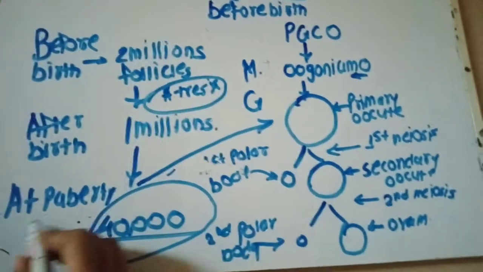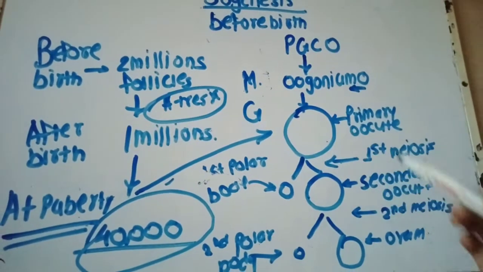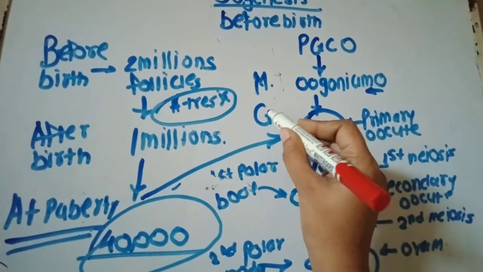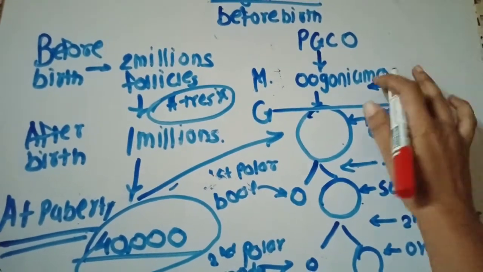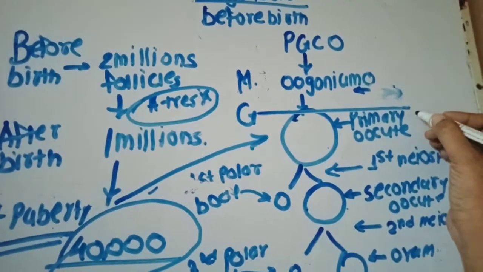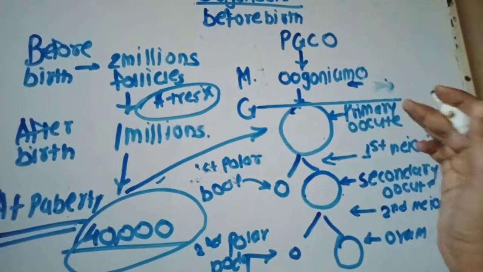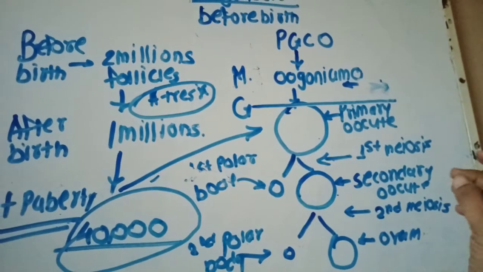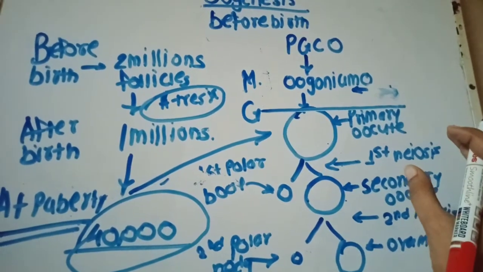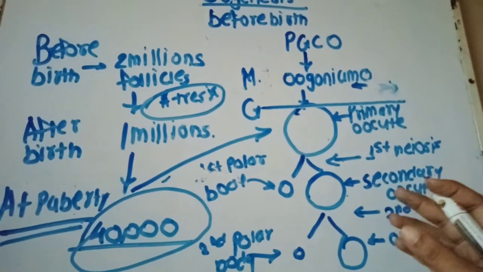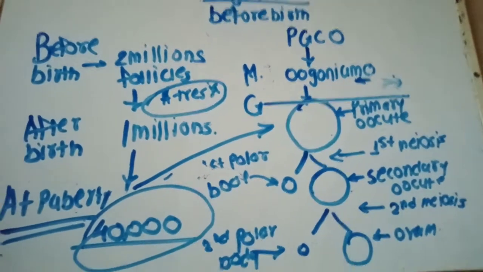So after puberty, the conversion of primary oocyte into secondary oocyte starts. Till puberty you will see only primary oocyte, but after puberty this process starts. Every month a primary oocyte converts into secondary oocyte. Every month the secondary oocyte gets released, and then the ovum matures. So this is how it works.